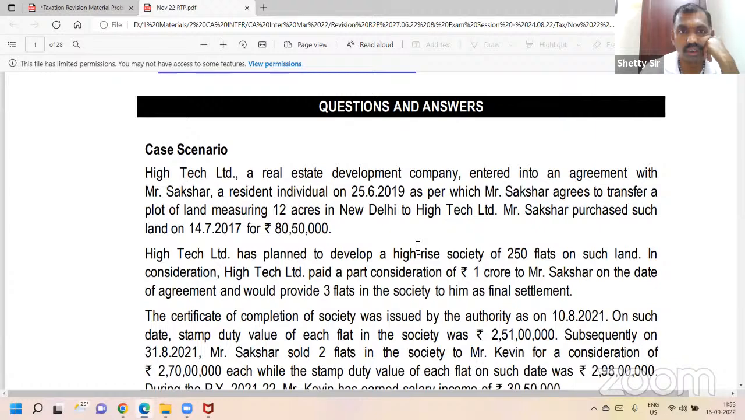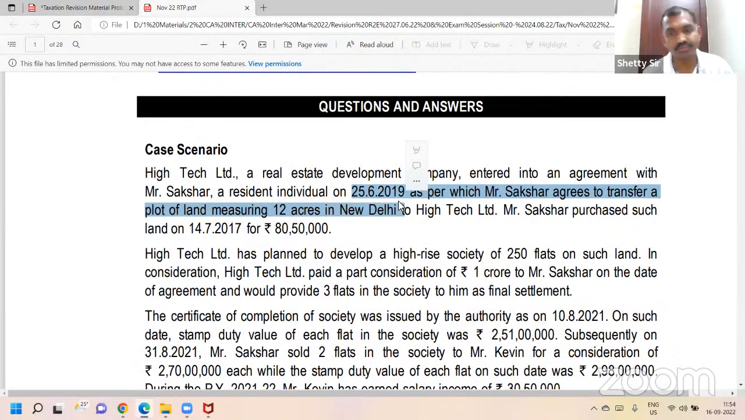Therefore, the period of holding of the land by Mr. Sakshar, everything is meticulously taken care of. In income tax MCQs, we take extra care. 14/7/2017 to 25/6/2019 is less than or equal to 24 months. Hence it is short term. So short term, again no confusion about indexation. No indexation required. Understood? Next.